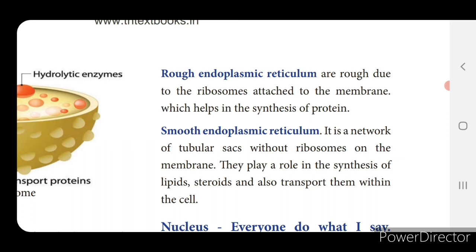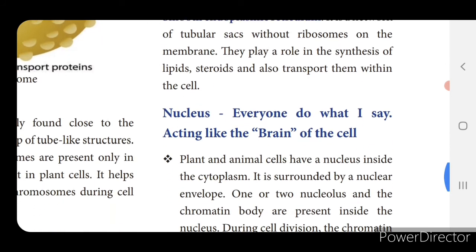Rough endoplasmic reticulum is rough due to the ribosomes attached to the membrane. Ribosomes will be attached to the endoplasmic reticulum. If ribosomes are present, it will look like a rough structure, so we call that rough endoplasmic reticulum. If it is not present, we call that smooth endoplasmic reticulum. Smooth endoplasmic reticulum is a network of tubular sacs without ribosomes on the membrane. They play a role in the synthesis of lipids and steroids, and also transport them within the cell.